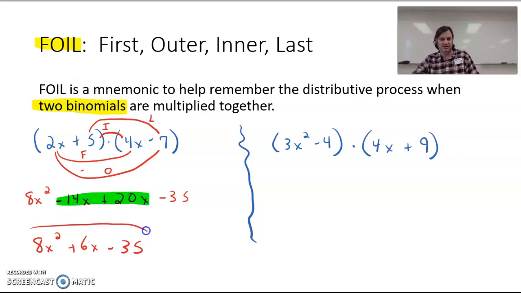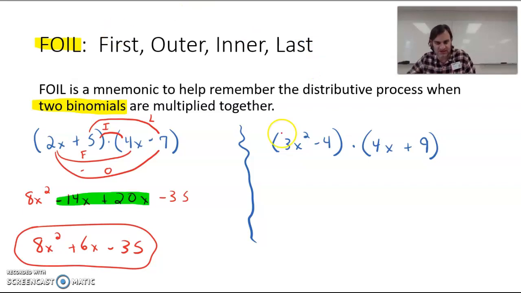So I did this a little bit differently than I did with the distributive property in the previous examples. This is a little mnemonic where people don't necessarily have to do that middle step and say 2x times 4x minus 7 and 5 times 4x minus 7, but you'll get to the same place. One more example with that, if you like. We've got 3x squared minus 4, and all that is times 4x plus 9.